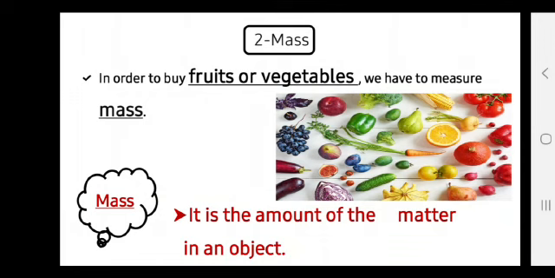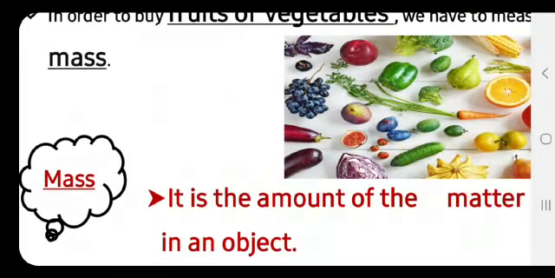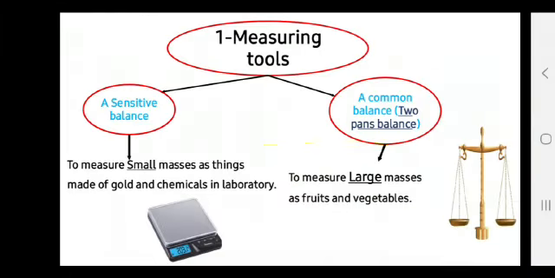Before everything, what is the meaning of mass? Mass is the amount of matter in an object. Now, I will explain the measuring tools and measuring units of mass.